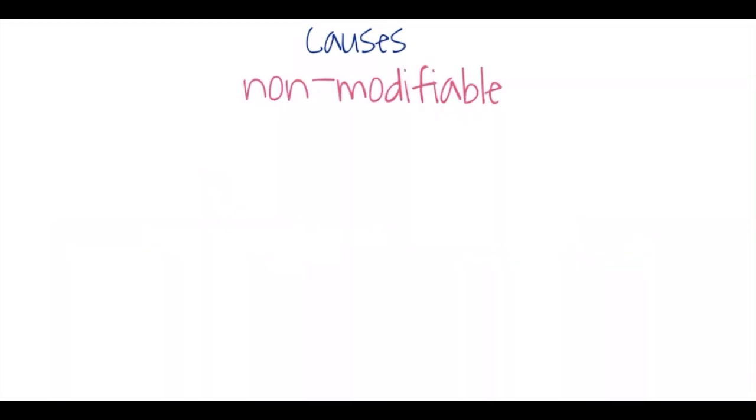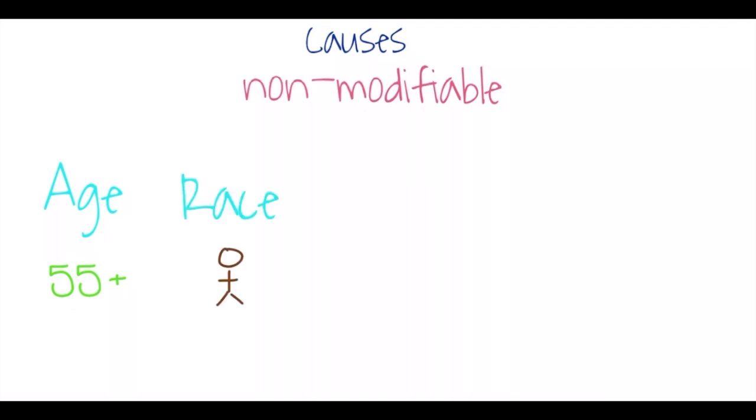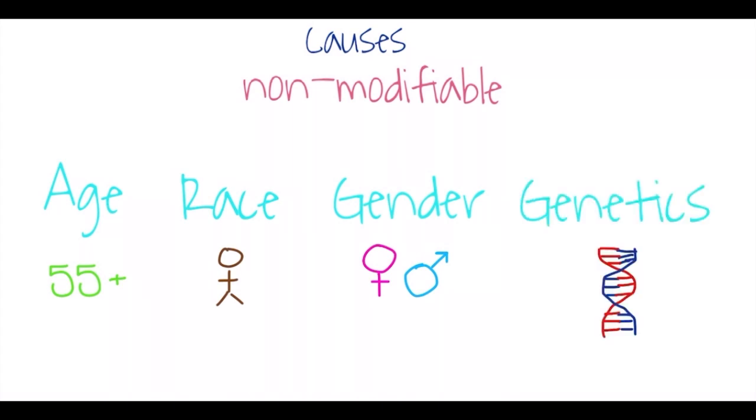The non-modifiable risk factors of stroke include age, where being over 55 years of age increases your risk and doubles with each new decade. Race, because African Americans and more recently Hispanics tend to have a greater incidence of high blood pressure. Gender, because stroke occurs more often in men, but more women than men die from stroke. And lastly, genetics, because the chance of stroke is greater in people with a family history of it.